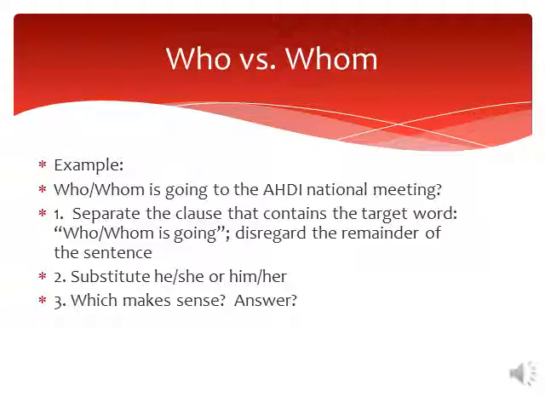Let's look at who and whom a little further here. Let's look at an example. Who or whom is going to the AHDI National Meeting? First, let's separate that clause that has the target word, and let's disregard the rest of that sentence. So, who or whom is going? Forget the rest of the sentence, okay? Makes it easier for us to figure this out. Now we're going to substitute it with he or she, or him or her. Which one makes sense? He or she is going? Him or her is going? Which one makes the most sense? In this situation, who is the correct answer.